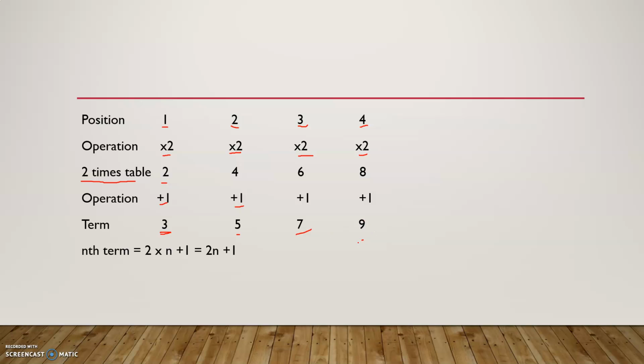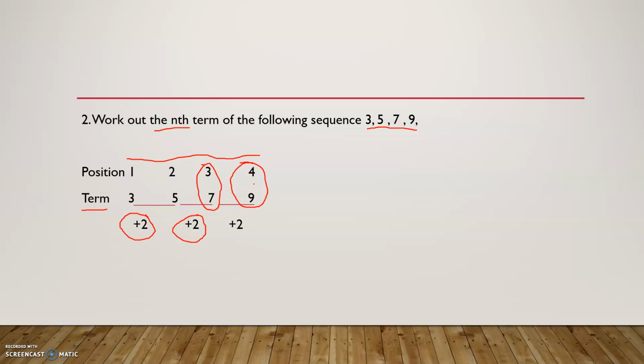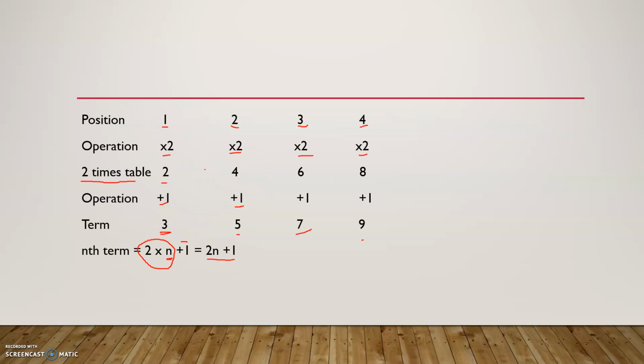Now, if we have to work out the nth term, the formula would be 2 times n. N is the position number, and then we'll have to multiply by 2. So if you look at these ones, the operation, each time we are multiplying by 2. So n is the position number, then we will have to multiply by 2, and then we have to add 1. So if we simplify this one, that will be 2n plus 1. So if you got any question like this in the exam, you'll have to follow this rule to work out the nth term.